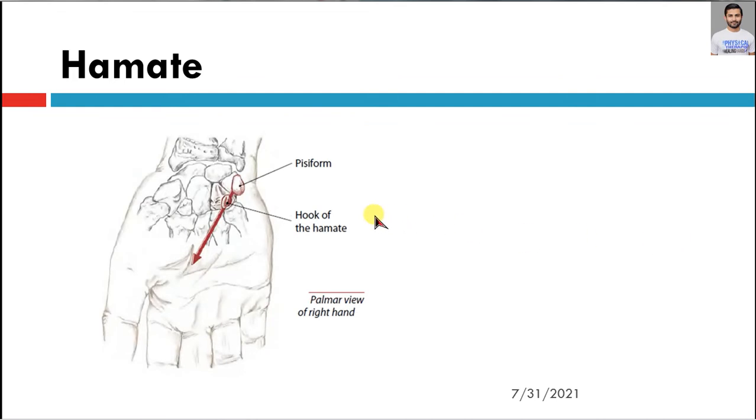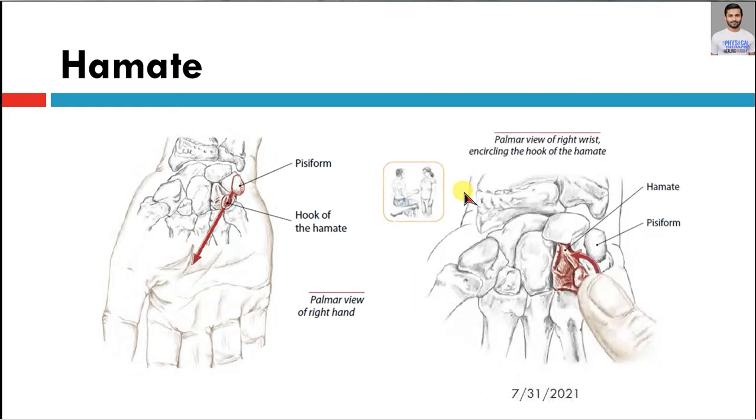The pisiform is proximal to the hamate, but in the palmar view, you can only palpate the hook of the hamate. So just distal to the pisiform, you will find the hypothenar. This is the hypothenar region of the wrist, or the palm. So you can easily palpate, but it is a bit deeper as compared to the pisiform. The pisiform is more prominent, and then if you press a bit deep, you can find the hook of the hamate. Again, this is the palmar view. The hook of hamate, once found, can lead you to the body of the hamate as well.